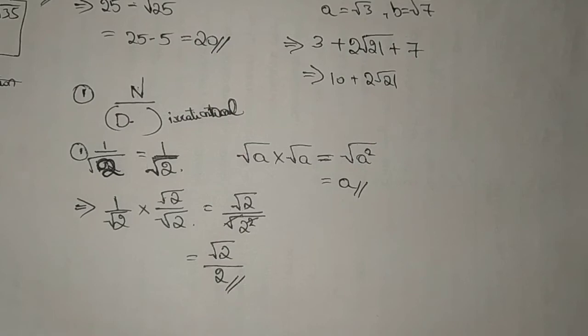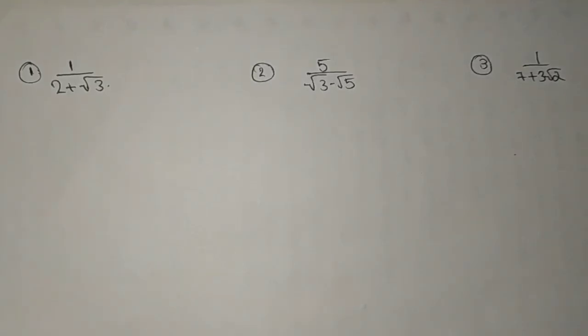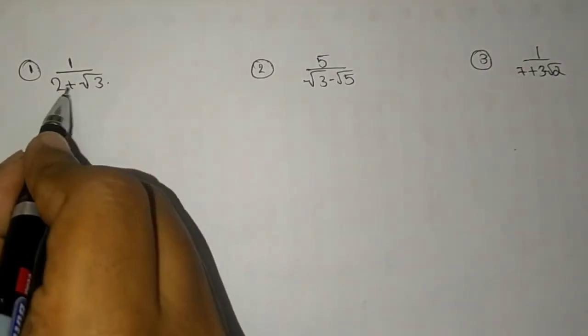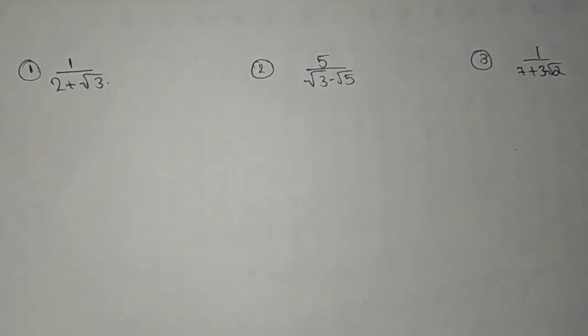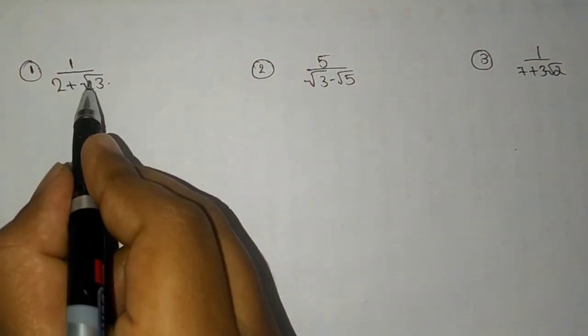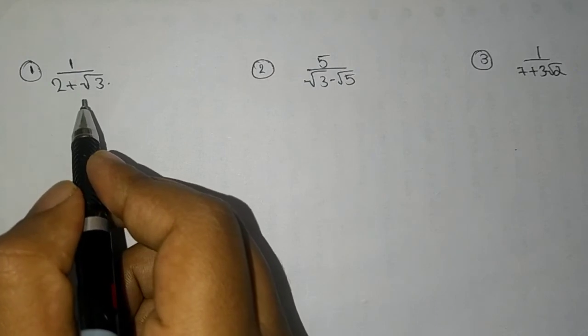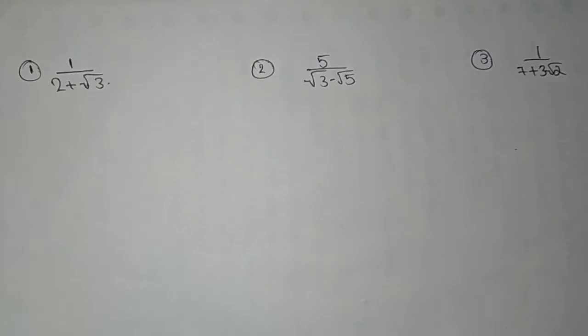Let me take the second question. Yeah, I am here with more examples. See, you can see the denominator has 2 terms. The previous question was of only one term, that's root 2. Here there is a problem of 2 terms, and because of this root, this denominator is still irrational. You need to convert this irrational to rational.